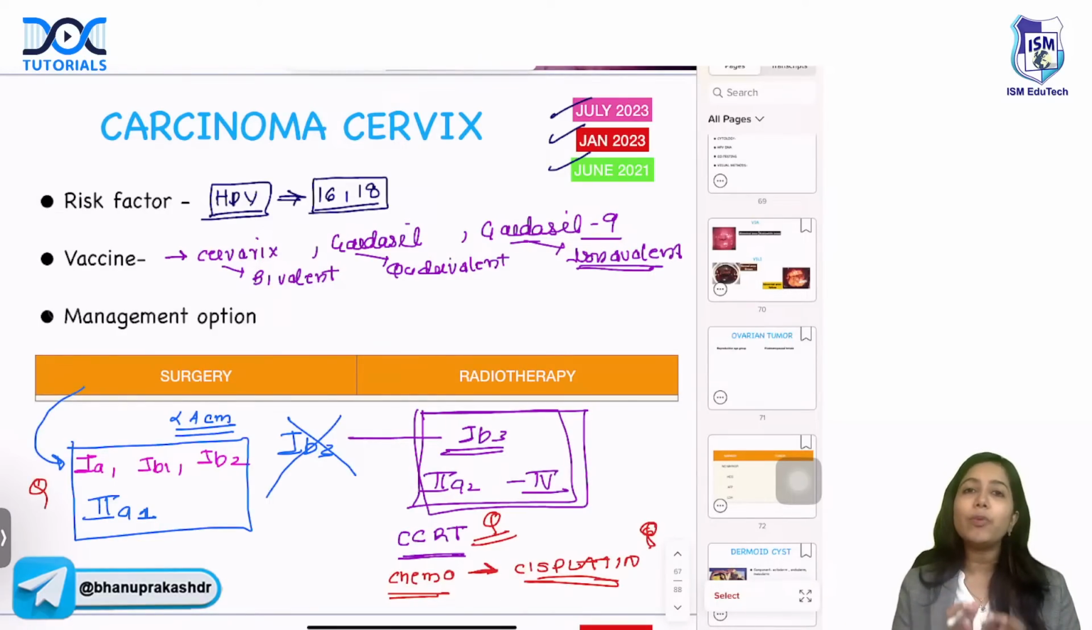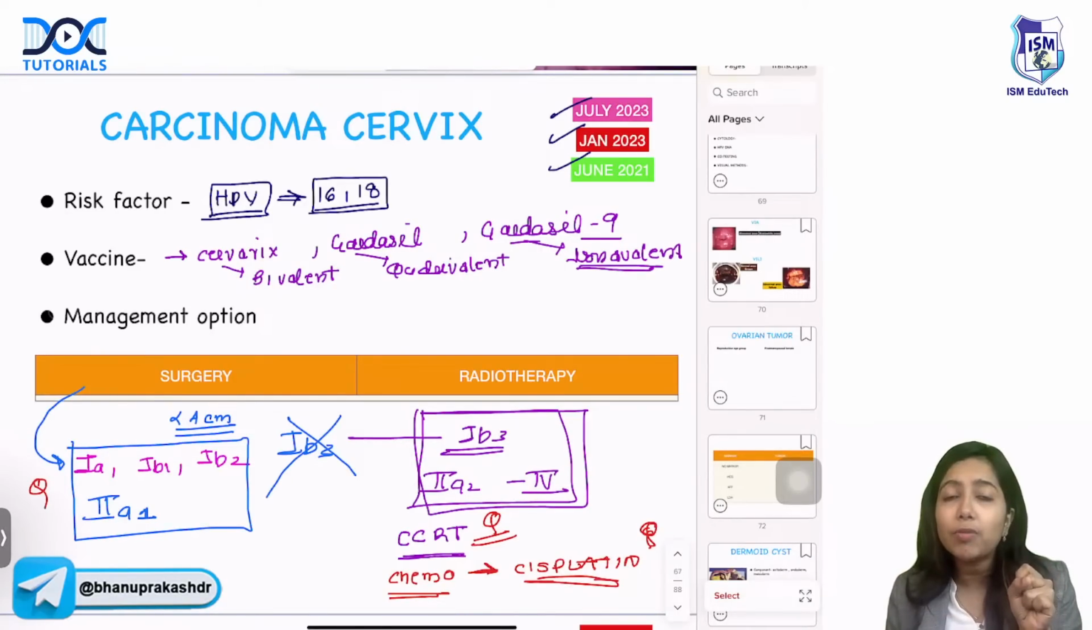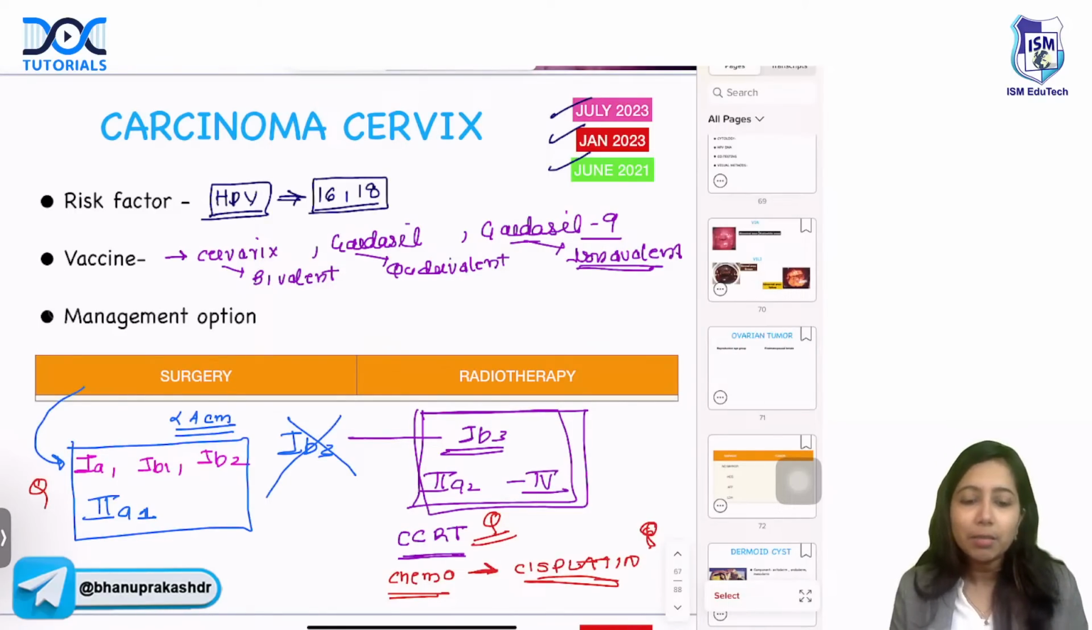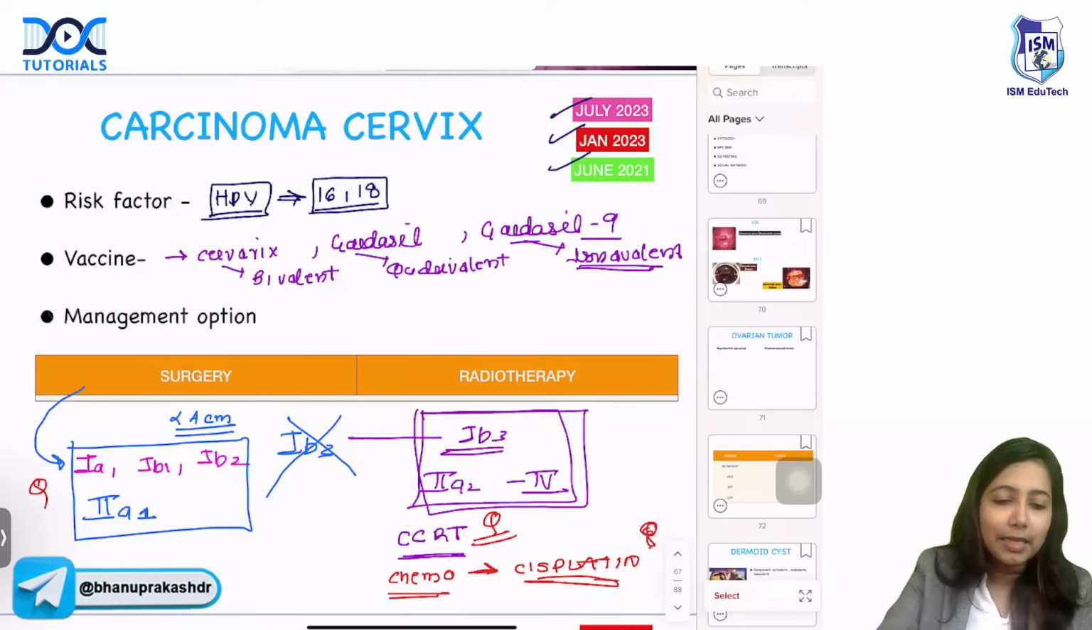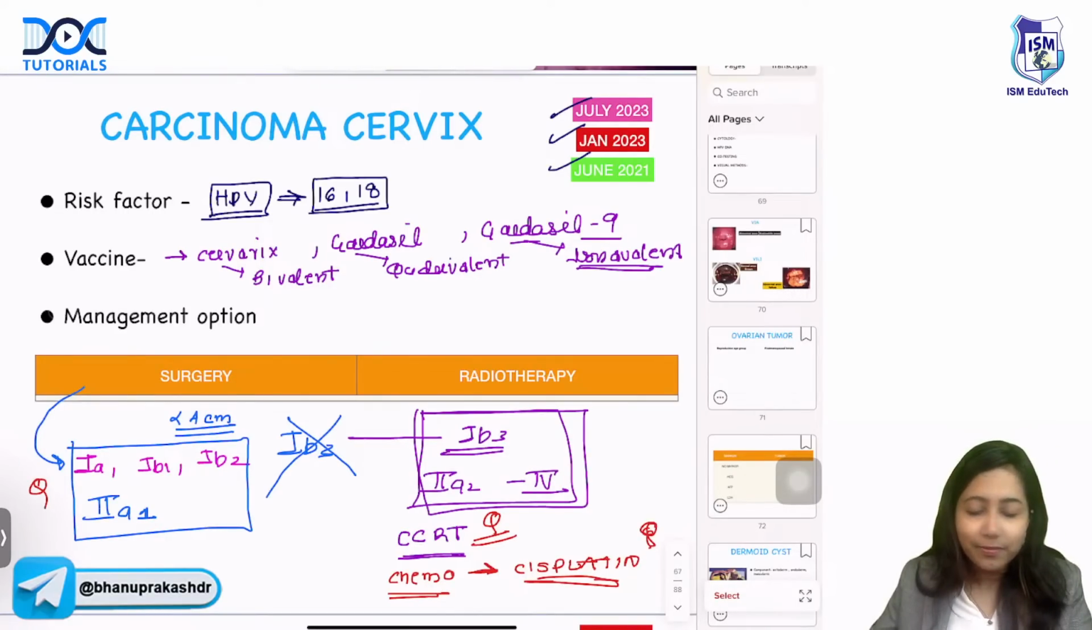So surgery is basically done when the size is less than 4 centimeter in 1A1, 1A2, 1B1, 1B2, but not in 1B3. Also in 2A1. When do you do radiotherapy? 1B3, 2A2 till 4, we are going to go for radiotherapy. And it's not plain radiotherapy, it is concurrent chemo radiation. We give chemo along with radiation because this chemotherapy will act as a radiosensitizer. And the chemotherapeutic agent is cisplatin. Very important concept. So many questions have been repeated. That is why I am repeating it once again. Hope this is perfectly clear now. All right.